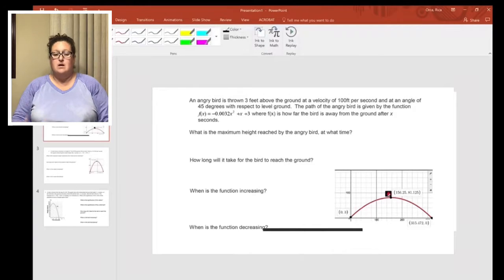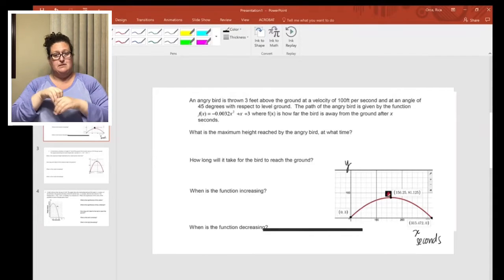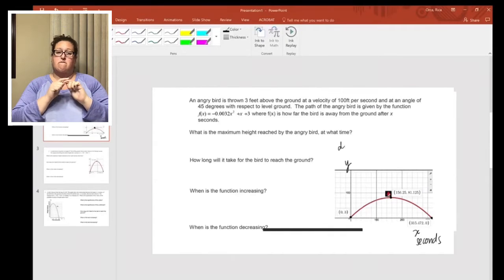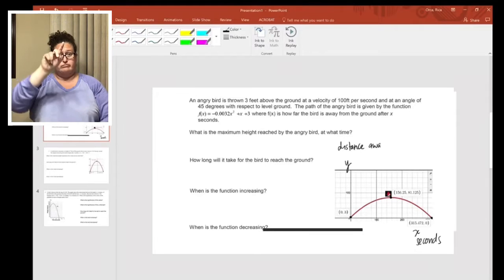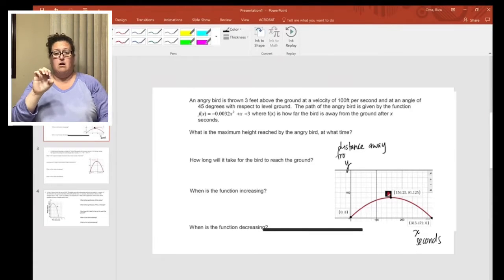Before we start this problem, let's go ahead and label our x and y axis. We have our x-axis, which represents our time in seconds, and we have our y-axis, which represents how far the bird is away from the ground. Distance away from the ground.